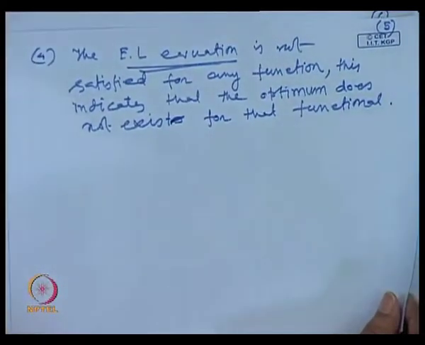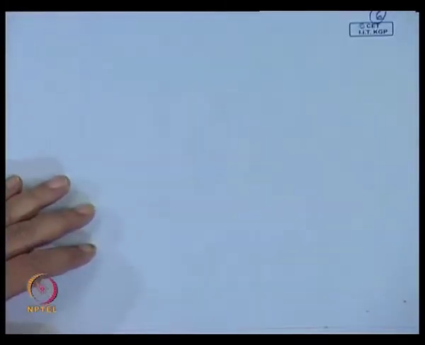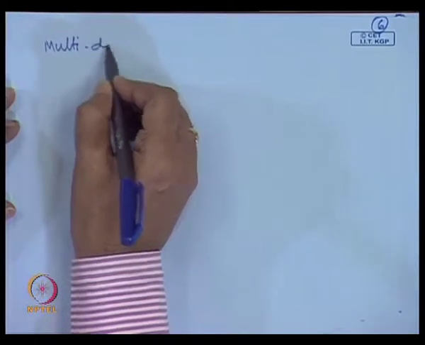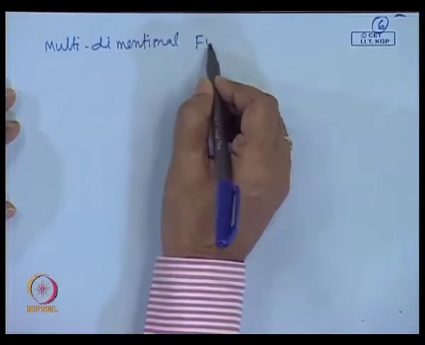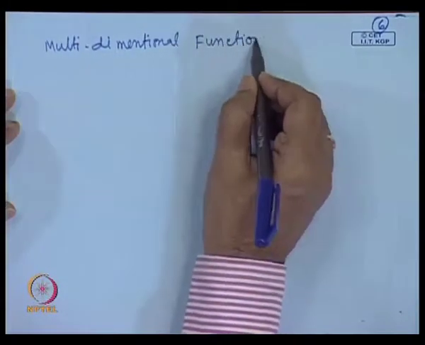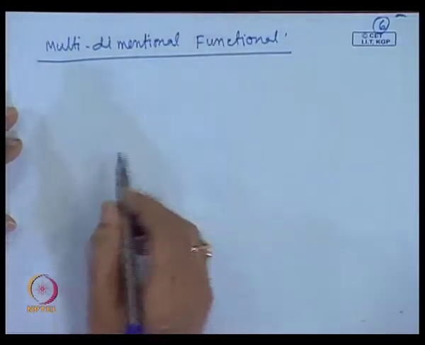So, let us see the multi-dimensional case now. I told you if x has n variables, we will get 2n coupled differential equations which we need to solve for finding the optimal trajectory x, which will optimize the functional. So, now the multi-dimensional functional is just an extension of the single variable case.